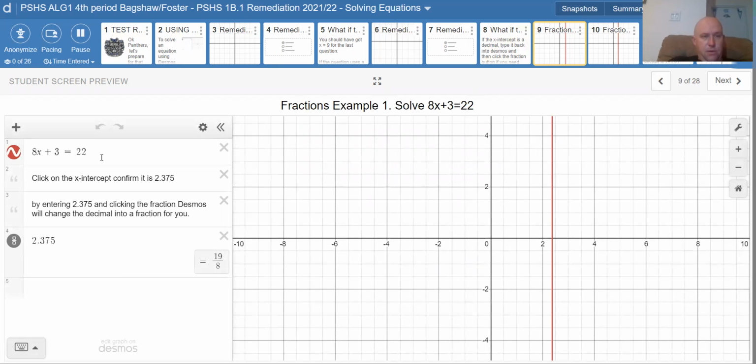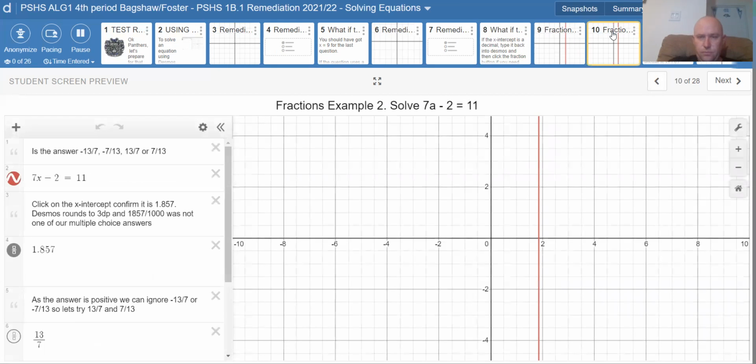So x plus 3 equals 22. Now, I've already typed this question in here, and if you click on this, you can see that it's 2.375. If we want to know what 2.375 is, we can enter it. I'd already clicked the decimal fraction button. So if I click the fraction button, you can see that the answer is 19/8. Sometimes if it's a type-in answer question, that can be important to know exactly what the fraction is.